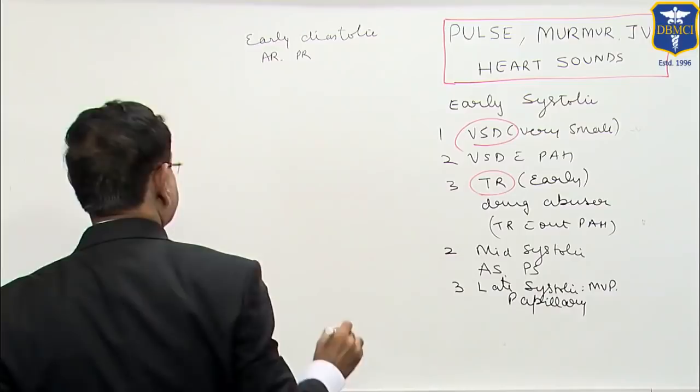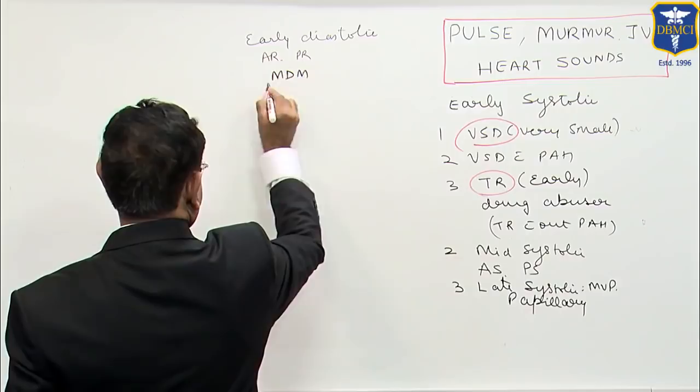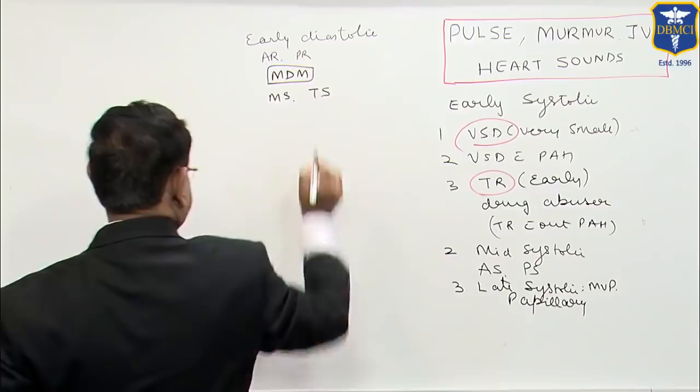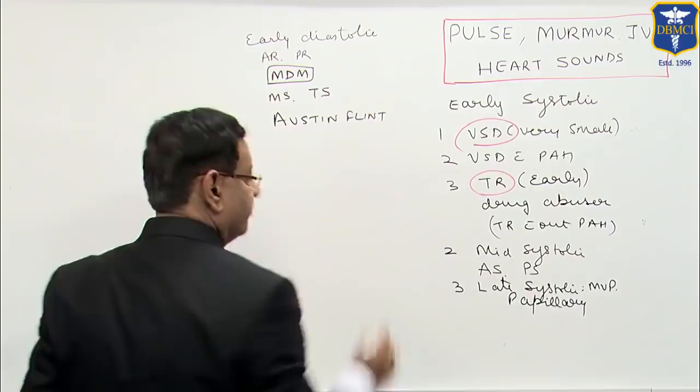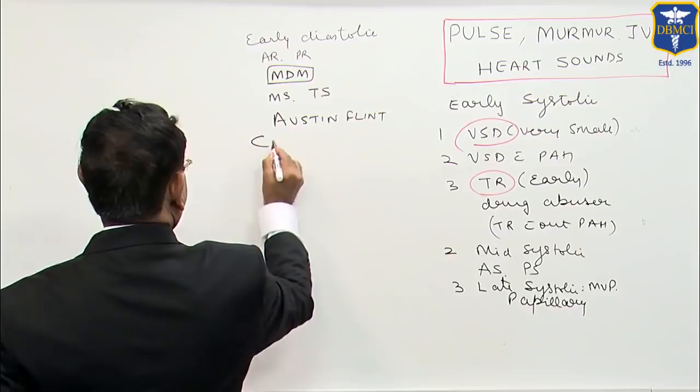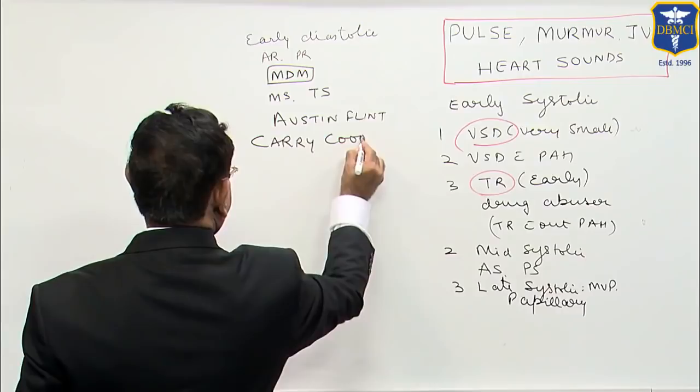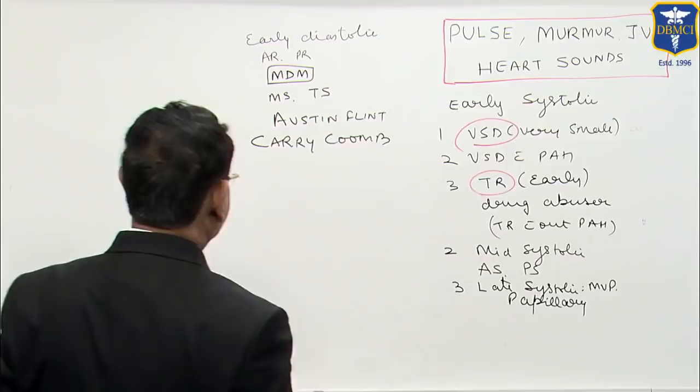Mid-diastolic murmur: MS, TS, mitral and tricuspid stenosis. Austin Flint murmur, which is seen in severe AR. Carey-Coombs murmur, which is seen in acute rheumatic fever or rheumatic carditis to be more precise.